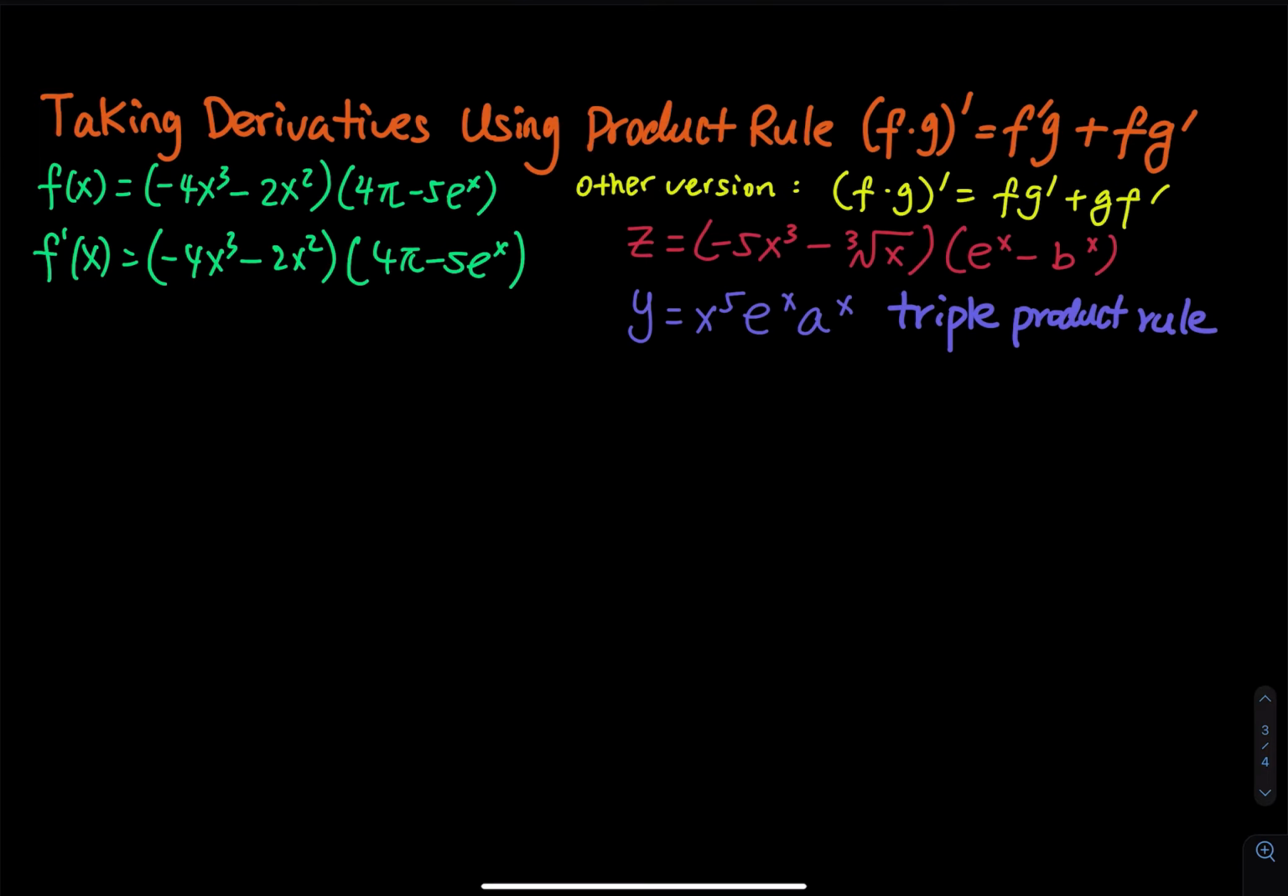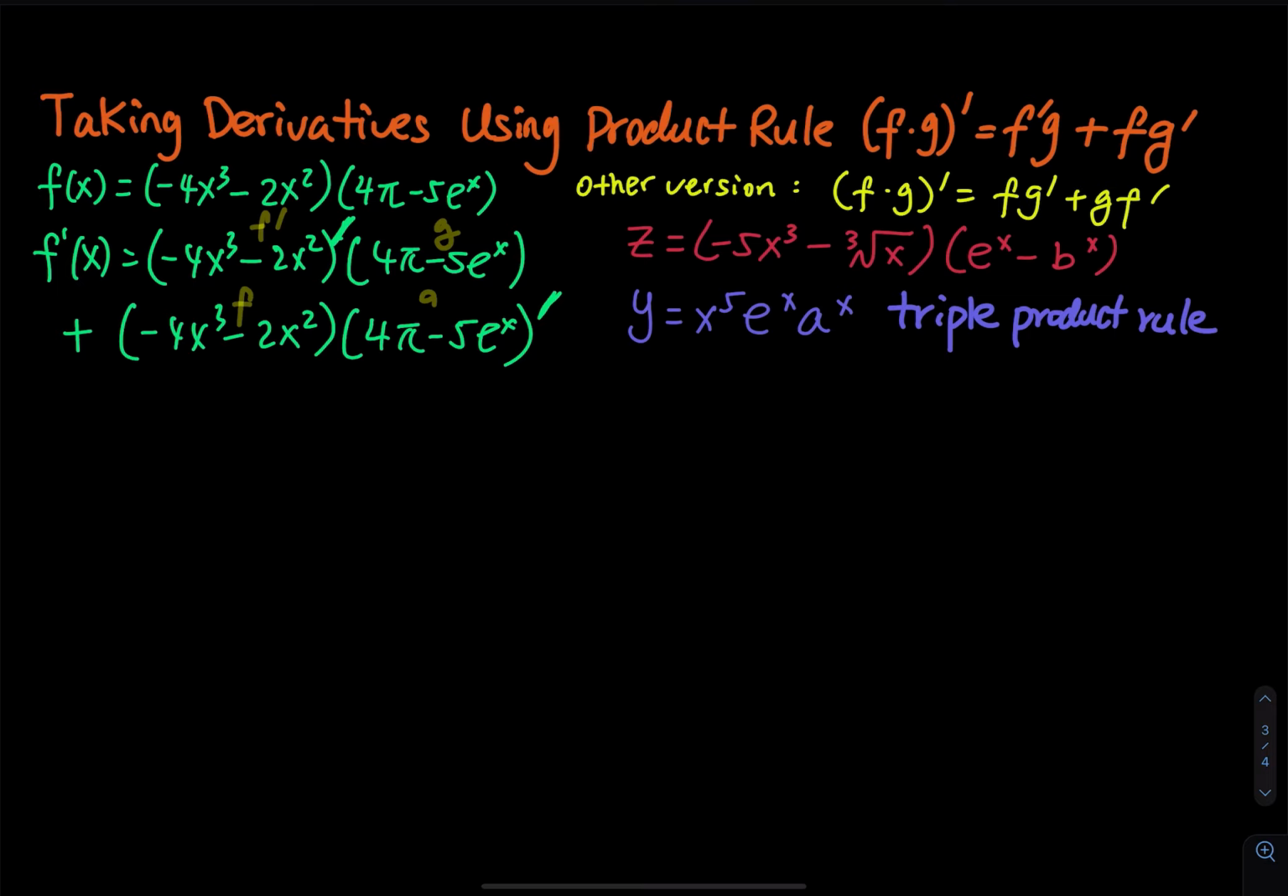If this is your first couple product rule problems, I would recommend you to just copy everything first. So 4x to the third minus 2x squared, and then times 4 pi minus 5e to the x. The product rule that we will be using is f prime g plus f g prime. So the orange one, right? So this is f prime and then g, and then plus g f prime. So using highlighter, this is f prime g and then f g prime.